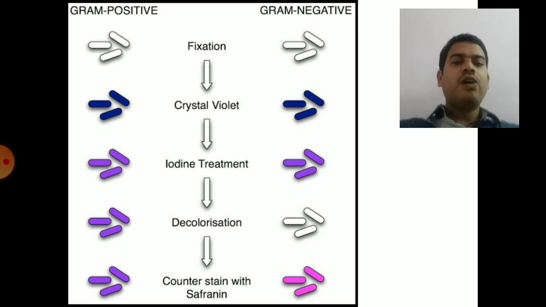After that you use a counter stain, safranin. After counter staining, only the gram negative bacteria take the counter stain. Since gram positive bacteria already contain the crystal violet, they do not take safranin. Only gram negative bacteria take the counter stain safranin. So after performing gram staining, you can clearly see the gram negative bacteria are pink in color and the gram positive bacteria are purple in color.